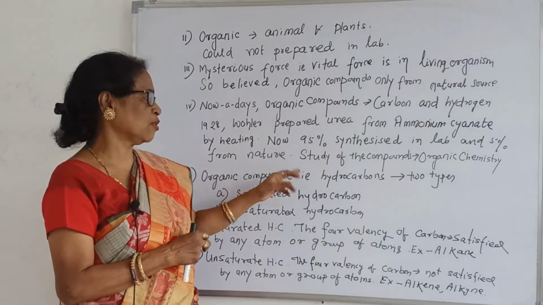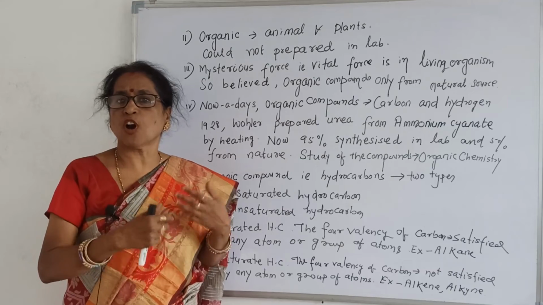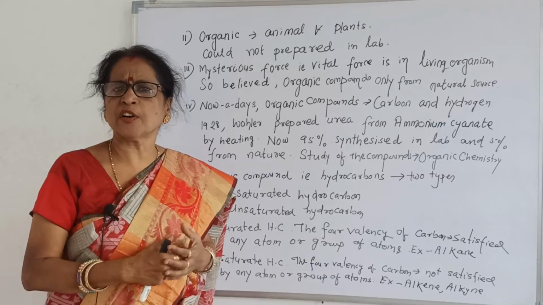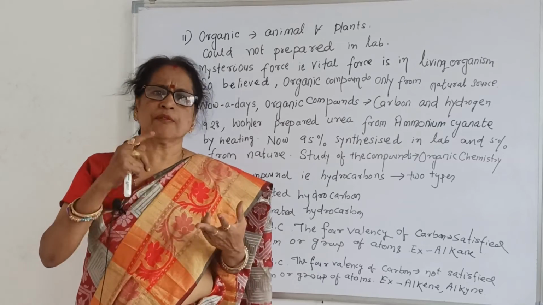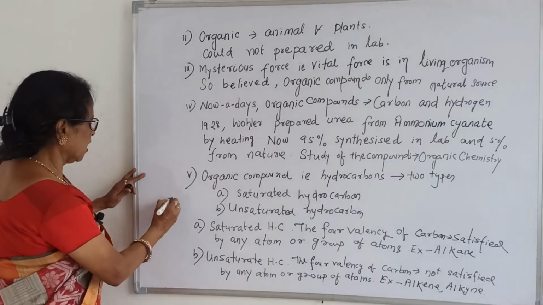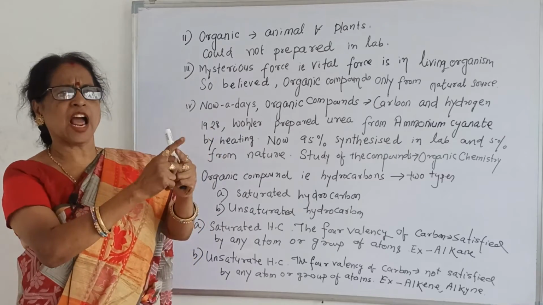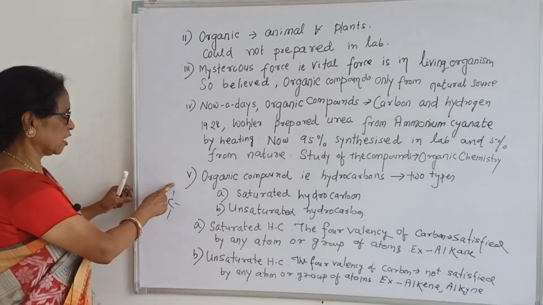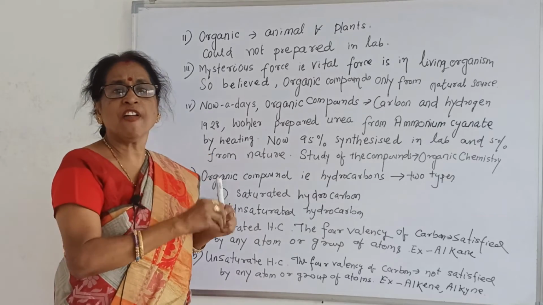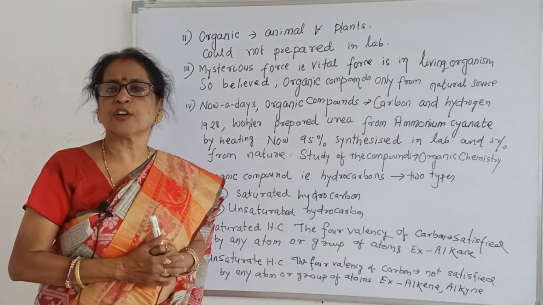Organic compounds, that is hydrocarbons, are of two types: saturated hydrocarbon and unsaturated hydrocarbon. What is meant by saturated hydrocarbon? Saturated hydrocarbon means the valency of carbon, the 4 valencies of carbon, are satisfied by any atom or group of atoms, such as H, Cl, CH3. CH3 is a group of atoms. That means when satisfied by any atom or group of atoms, it is called saturated hydrocarbon.